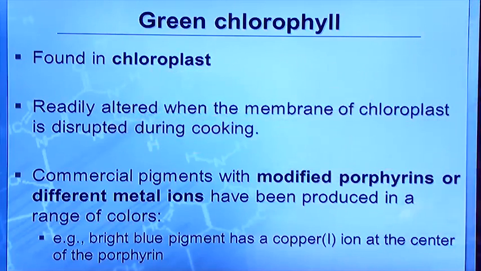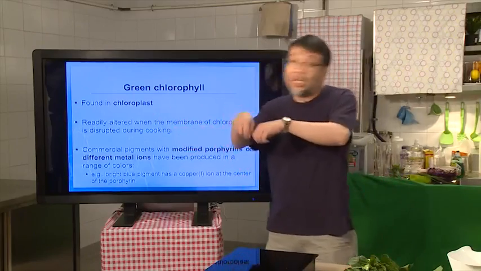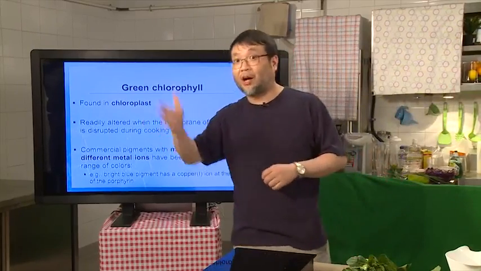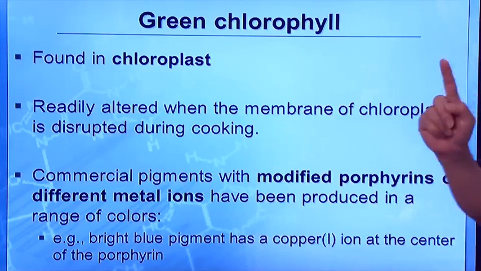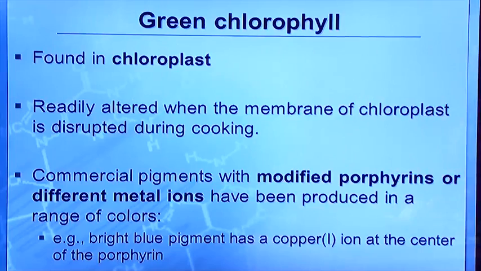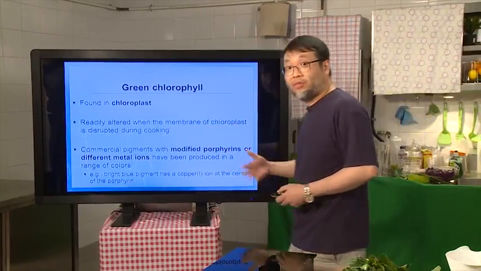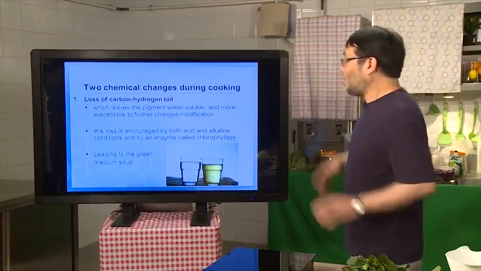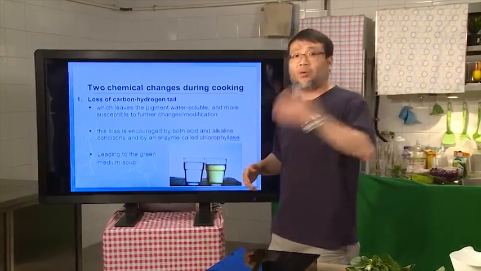They can be easily altered in their properties if you subject the green plant to cooking. For example, the tail can be taken out, or the content of the porphyrin can change. I've told you that the magnesium ion gives us that green color. If you change it to another ion, such as copper, you can easily change the porphyrin to give a different color. In fact, that is how people generate a lot of different dyes. Now, as I said, if this molecule is modified during cooking, for example, the tail is removed.